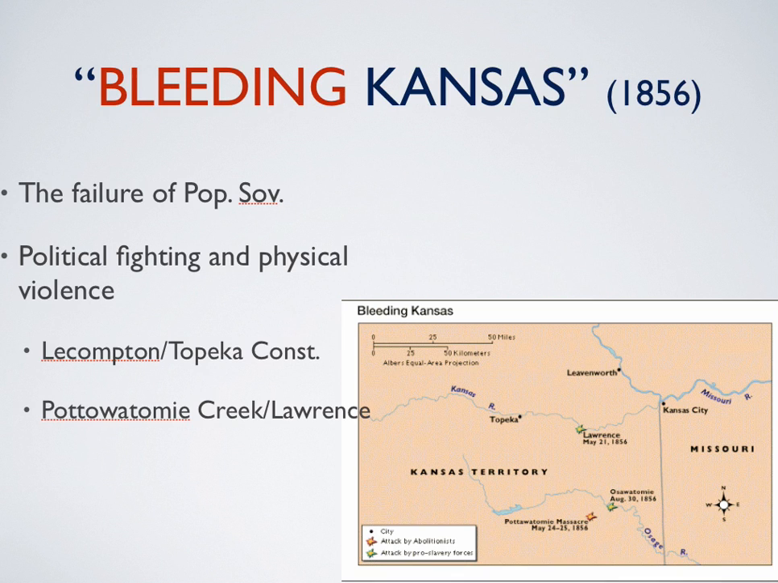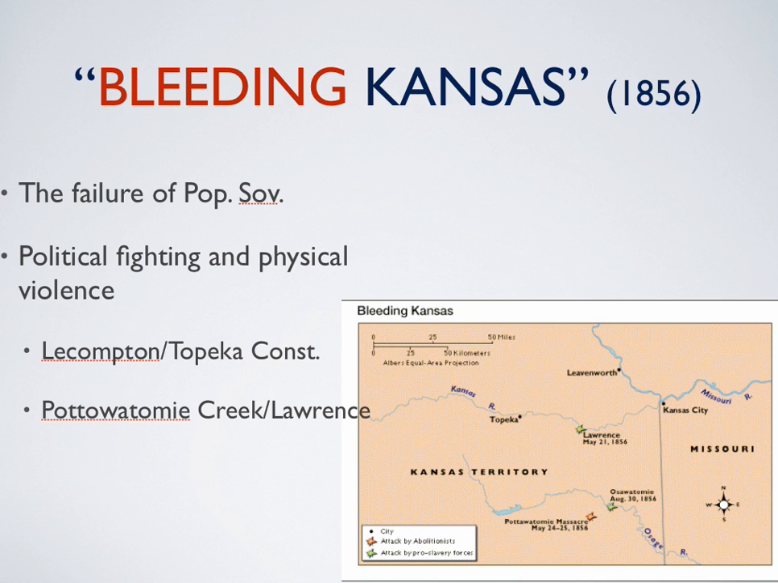The first time we try out popular sovereignty, the idea that these states can choose whether or not they want to be a slave or free state, happens in Kansas and Nebraska. Congress passes the Kansas-Nebraska Act using popular sovereignty. They think Nebraska will come in as a free state, Kansas will come in as a slave state. Wrong. It's not how it goes. Popular sovereignty doesn't work. That's the point of this slide.